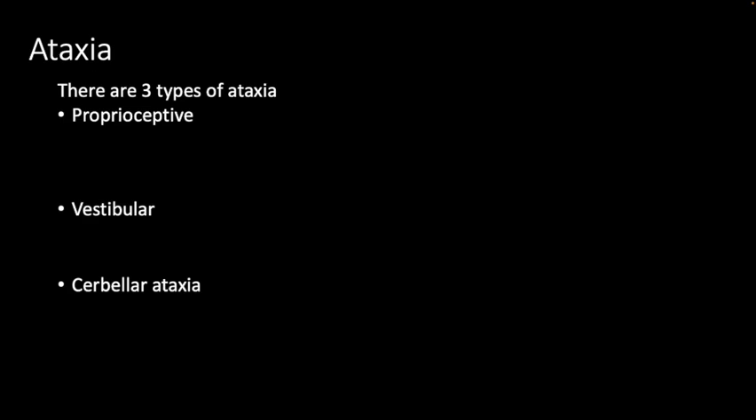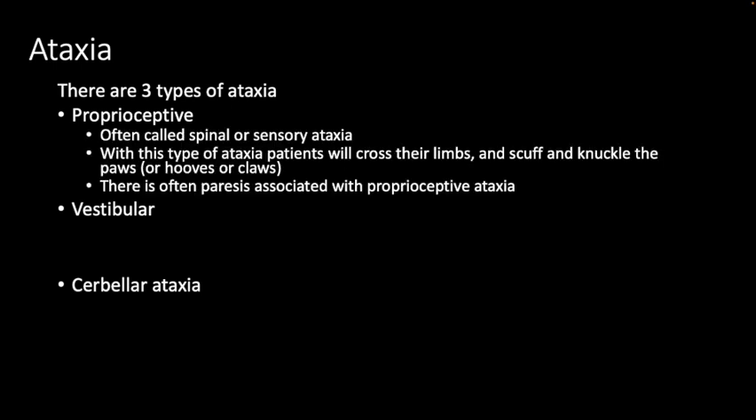With ataxia, there are 3 types to be familiar with. The most common is proprioceptive ataxia, sometimes referred to as spinal or sensory ataxia. However, proprioceptive ataxia is most commonly used. With this type of ataxia, patients will cross their limbs over each other and often scuff their nails and knuckle over on their toes as well.